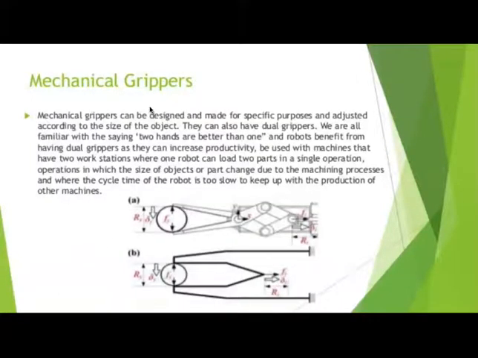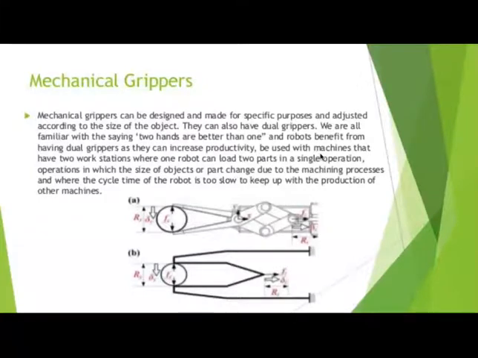The mechanical gripper can be designed and made for a specific purpose and adjusted according to the size of the object. They can also have dual grippers. We are all familiar with the saying, two hands are better than one, and a robot benefits from having dual grippers as they can increase productivity.